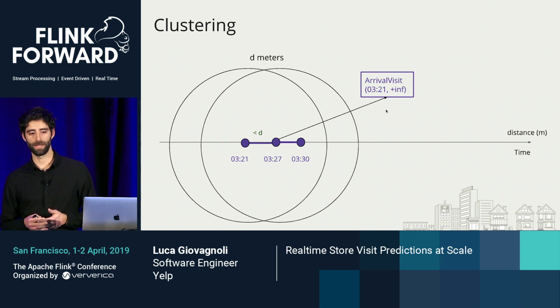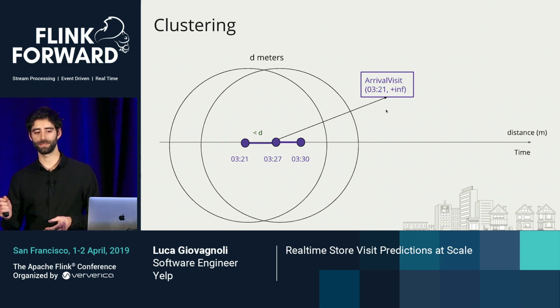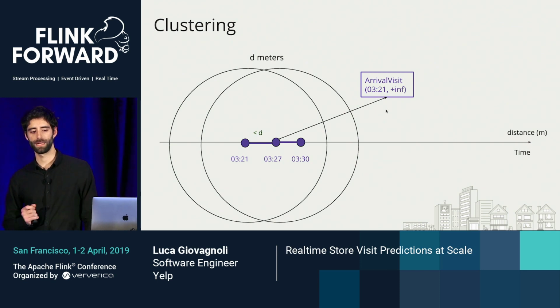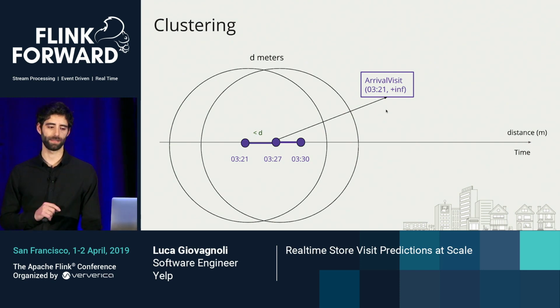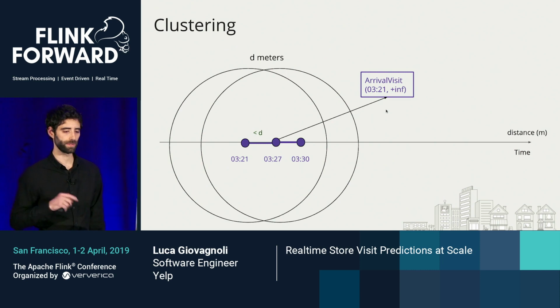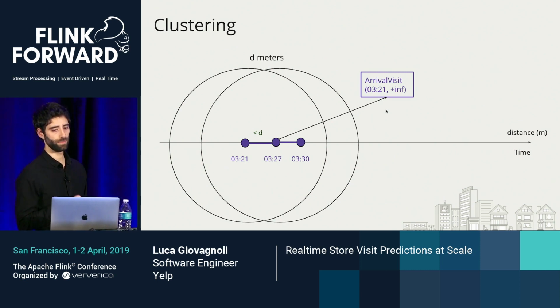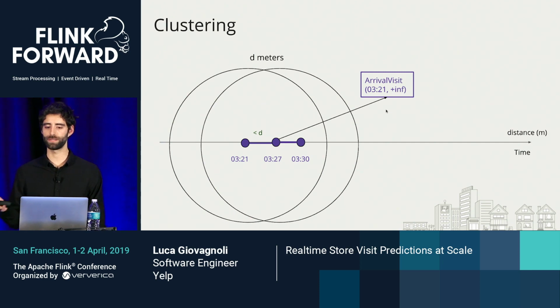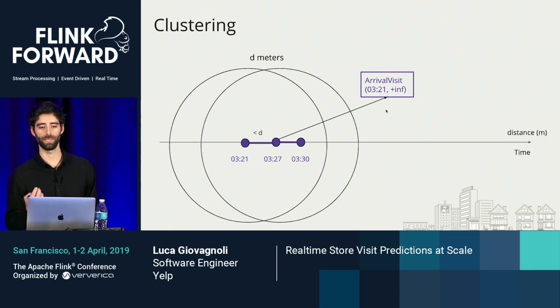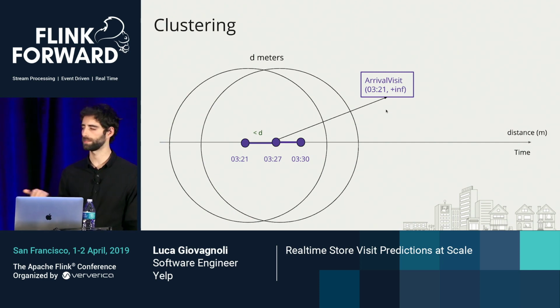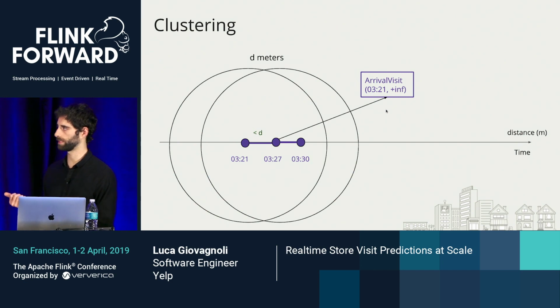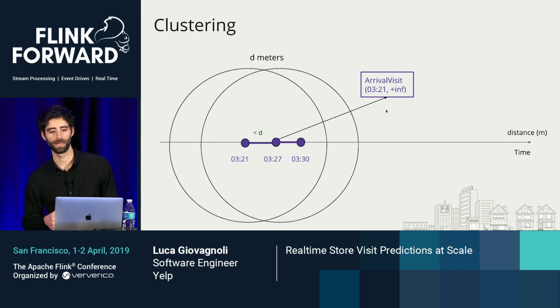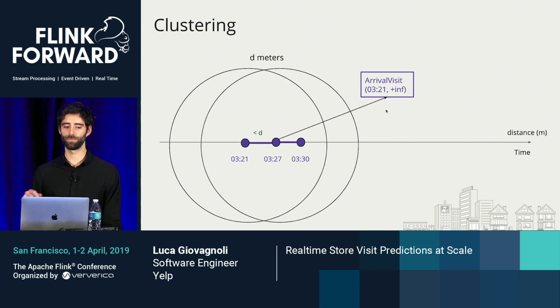And in this example, Flink is already emitting an arrival visit as soon as the second ping is received. So for the first one at 3:21, 3:27, we emit an arrival visit in the stream so that the notifications team can already do something with it. If you notice, there's the starting time, but the departing time is unknown, so it's plus infinity. The third ping will be put in the same visit, but we don't know when the user will leave.